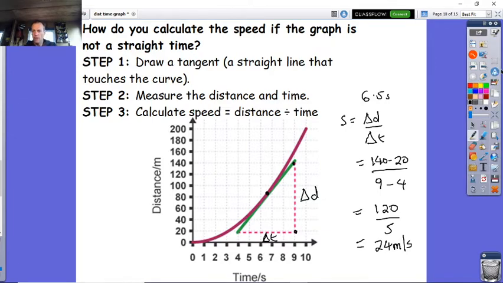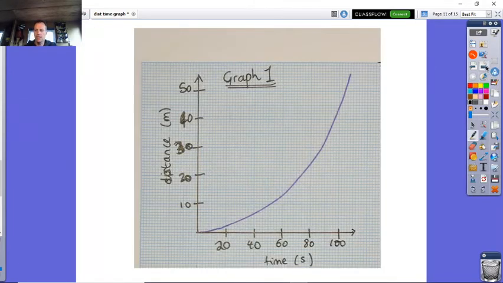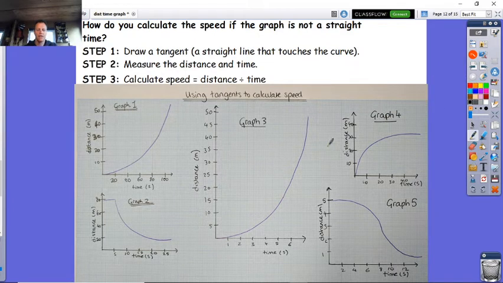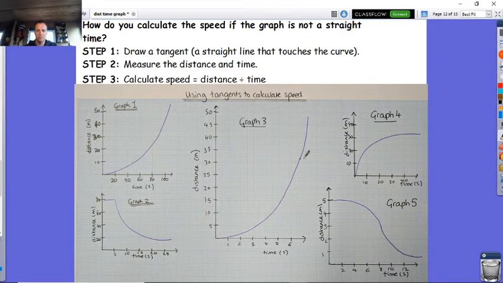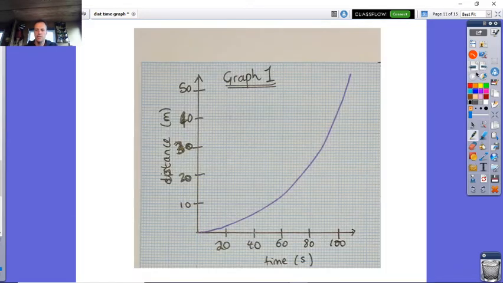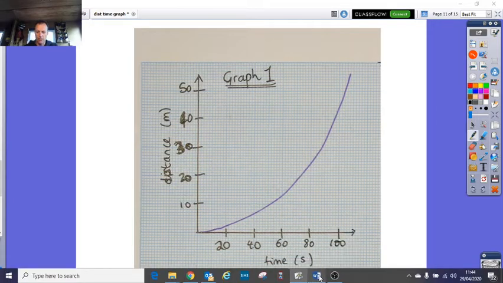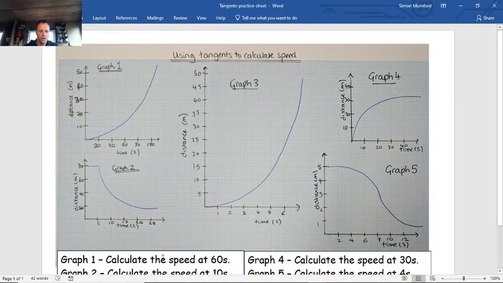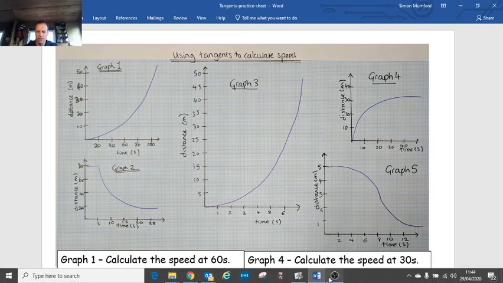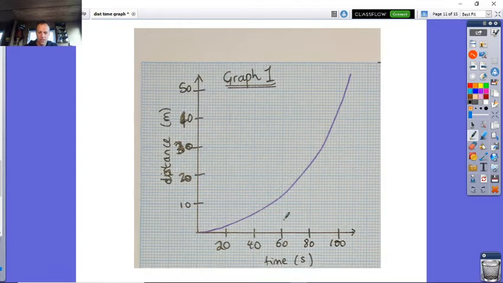Now, what I'm going to include in this post is these graphs here. And it asks you to work out the speed at different times in all these 5 graphs. Okay, and how you do it is this. So on this one, I can't remember where it is. It says calculate the speed after 60 seconds, which is up here. Now I'll show you how you do it. And going back to where I was, you take your 60 seconds and you go up here and you do that like that.